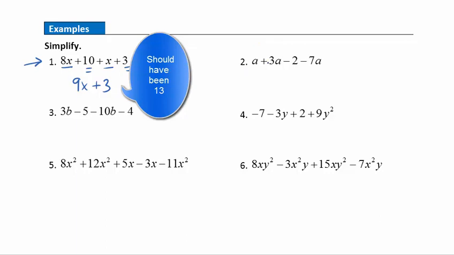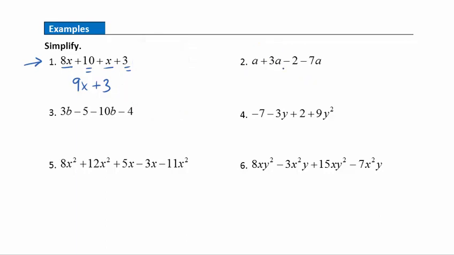All right, example 2. It looks like we have some a terms in common, 3 of them that can get combined. This is a 1a. Anytime you see a variable by itself, it's understood that there's a 1 of those things there. So this is 1a plus 3a. That's going to give me 4a. I'm going to write this out. You might be able to do that mentally, but I'll do it one step at a time as we get going.